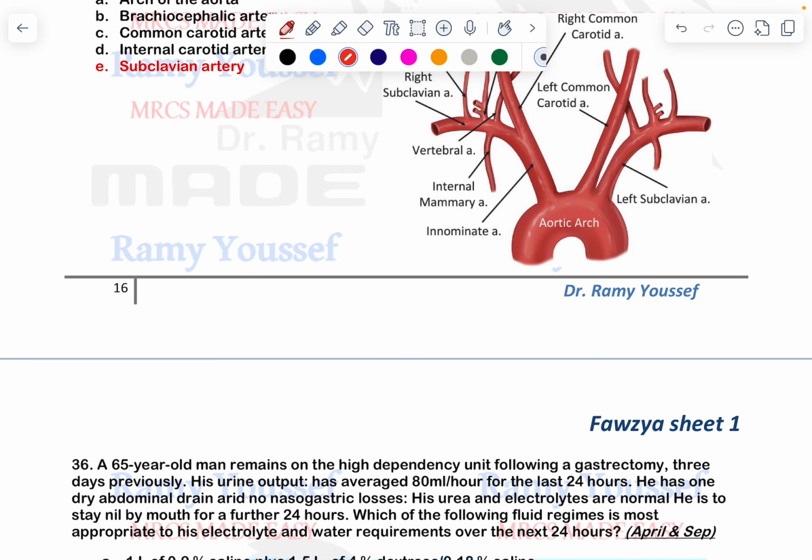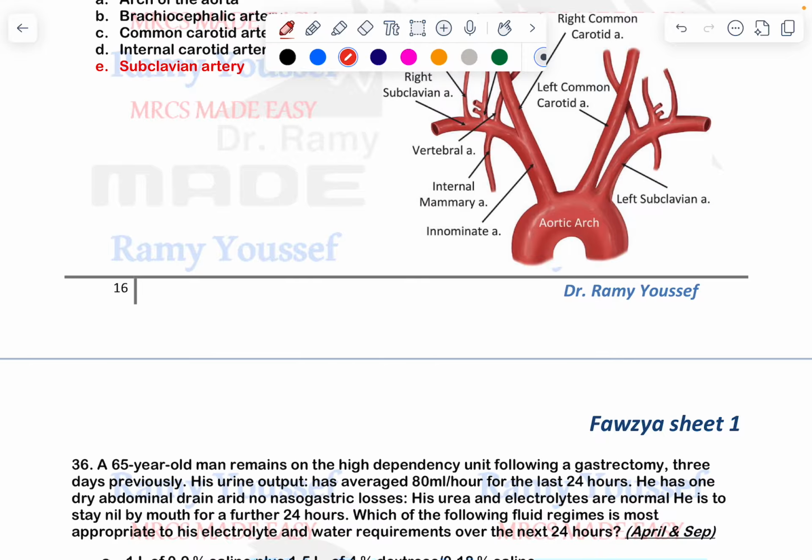A 65-year-old man remains on the high dependency unit following gastrectomy, 3 days post-operatively. His urine output averages 80 ml per hour for the last 24 hours. He has one dry abdominal drain, no gastric tube, and urea and electrolytes are normal. He is to stay nil by mouth for 24 hours. Which of the following regimes is most appropriate for his electrolyte and water requirement over the next 24 hours? So the patient is 65 years old and needs IV fluids. Urine output averages 80 ml per hour, which is okay. Less than 35 would be very low. So he has normal output.